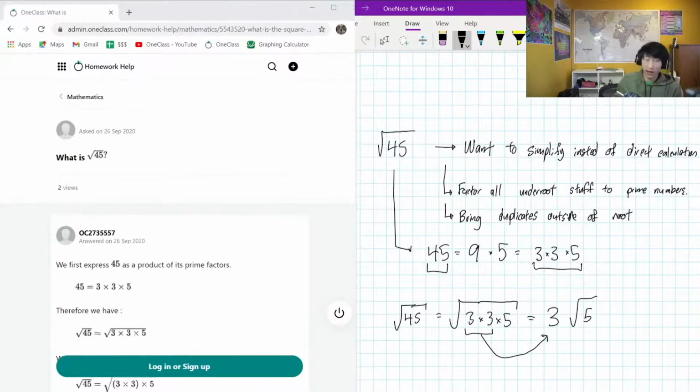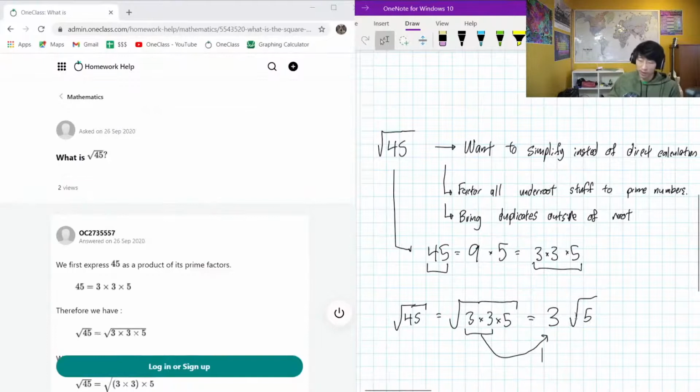The reason why is because the twin 3's together make 9, right? So as that 9 leaves the root, it has to get square rooted itself, so it becomes a 3. So the duplicates that we have are the twins fused together into a single child outside of the root. Okay, and that would be our final answer right here.